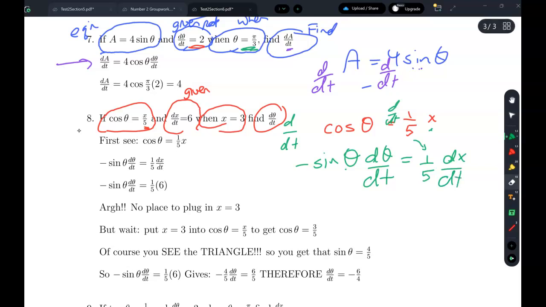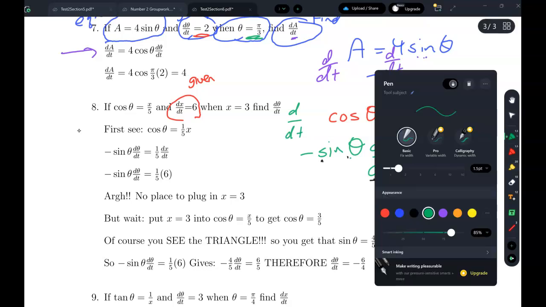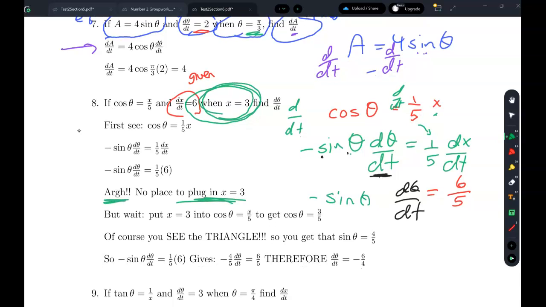Okay, let's erase all this stuff and see what I've got here. So I've got dx over dt is 6. So that's 6 times 1/5, right? Equals this here, this d theta over dt is what I'm trying to find. So I'm just going to carry it along. And then I want to find sine of theta. Oh, wait a second. They don't give me anything about sine of theta, do they? So what do they say? When x is 3. Arg! No place to plug in x is 3.